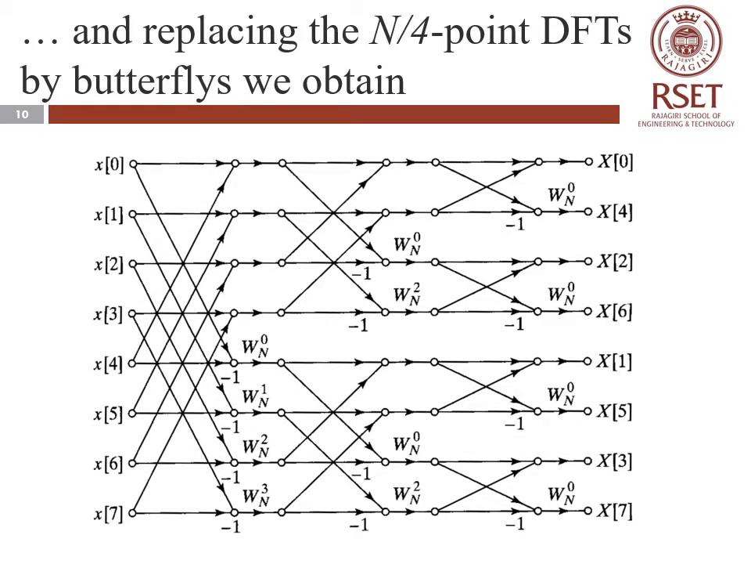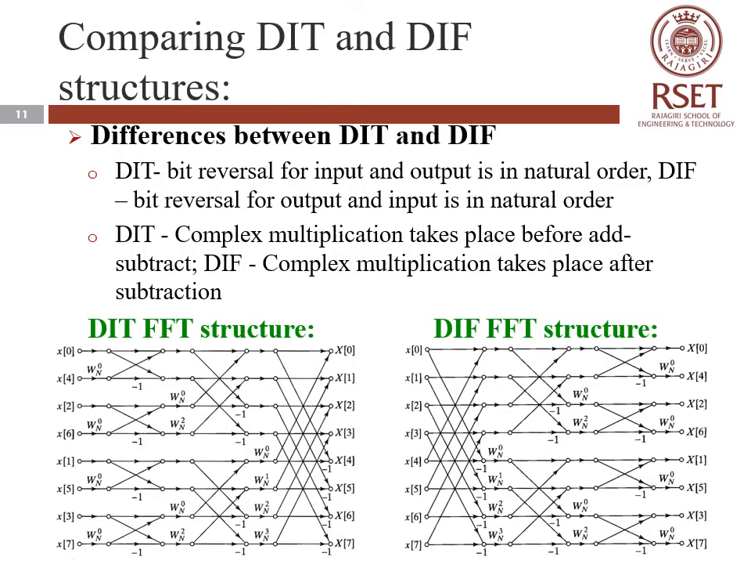Continuing the decimation procedure and replacing the N/4 point DFT by a butterfly, we get the final structure for the 8 point DFT as shown in the figure. The figure shows the comparison of structures of decimation in time and decimation in frequency FFT algorithms.